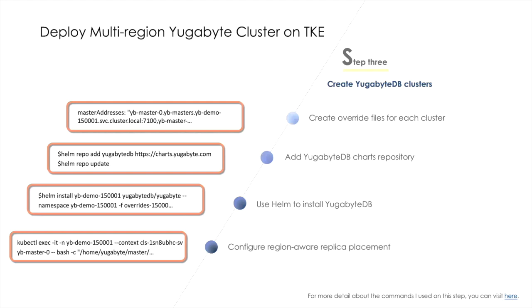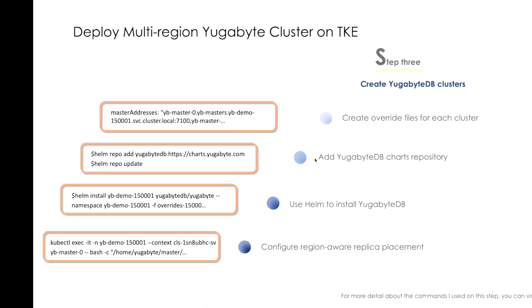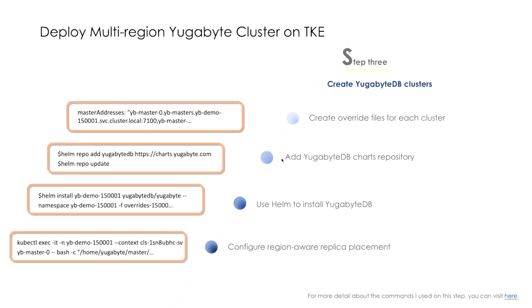After this step, let's install the Yugabyte database on our TKE. I will use Helm to install it here. First, we need to create an override file for each region. The detailed file you can find through this link, and it's also available on the Yugabyte website. After that, we need to add the YugabyteDB chart repository into Helm.